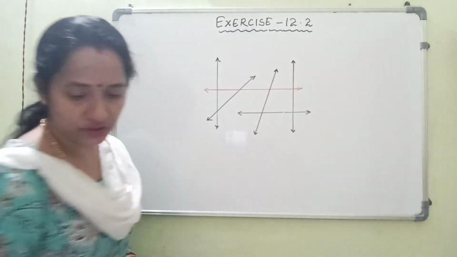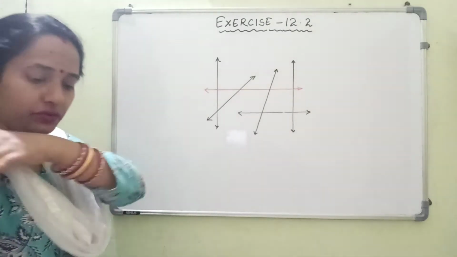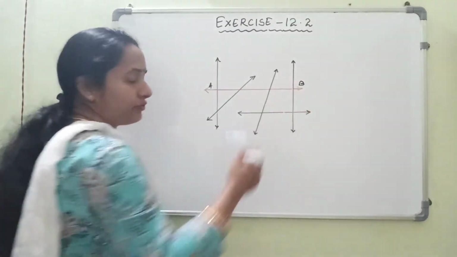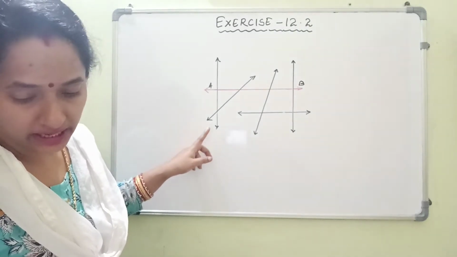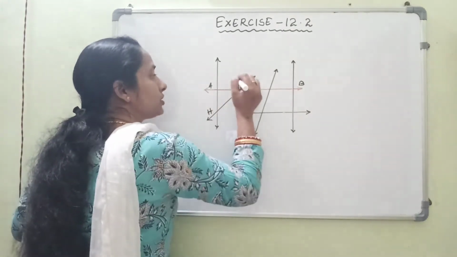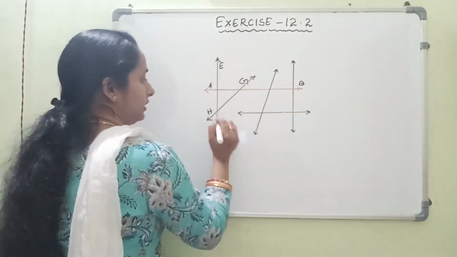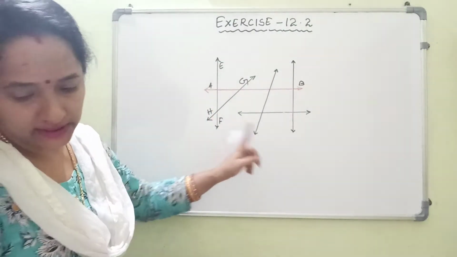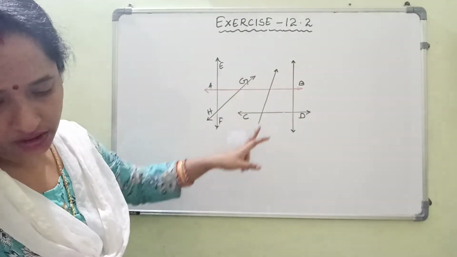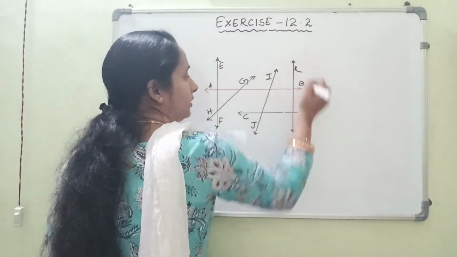So this is the figure given to you. Let us name all the lines. Here we have AB, this is the line A and B, the red one. Next we have this slanting line, HG, H and G. Then we have EF, CD, this is the line CD. Then IJ, KL. This is I, J, K, L.